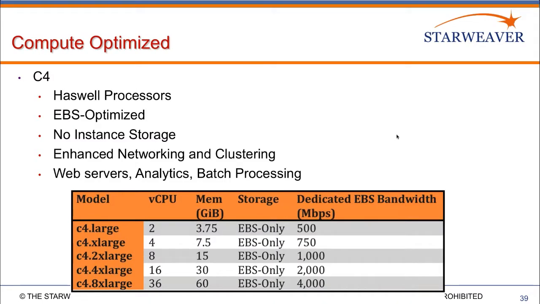Okay, now compute optimized. If your application is really going to do a lot of number crunching or processing of some type, like analytics or batch processing of data, you're probably going to need a compute optimized instance, the Cs. And this is C4. C4 also uses Haswell processors. It is EBS optimized and does not have local instance storage, but it has something known as enhanced networking, which is great for any type of HPC environment, high performance compute clusters and things like that. So they can communicate over the network with really good performance and low latency.